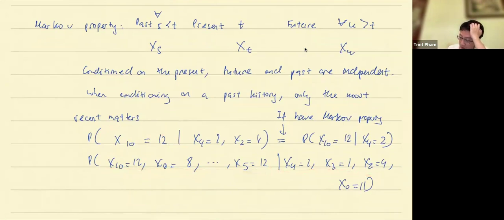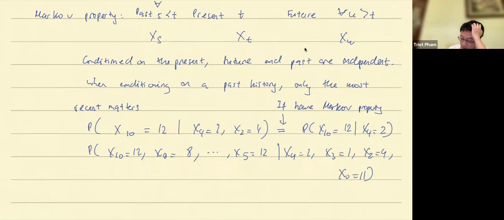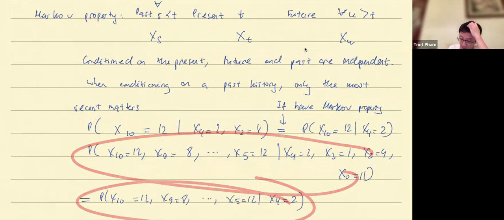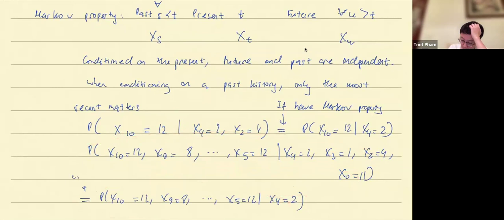past trajectory. And you see, the future you cannot touch because that's what you want to calculate. But the past, if you have the Markov property, you can safely drop everything before time 4 because that's what matters. These two probabilities are equal, this and that, if you have the Markov property. Any question?